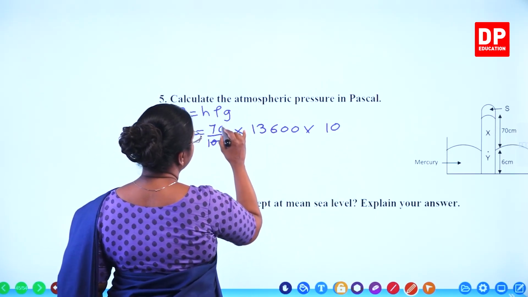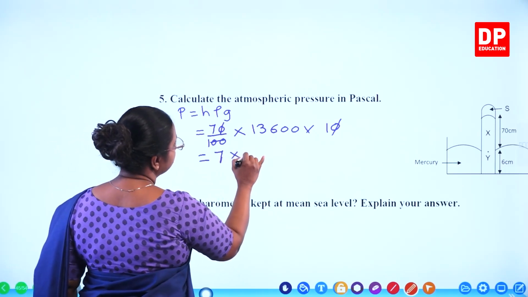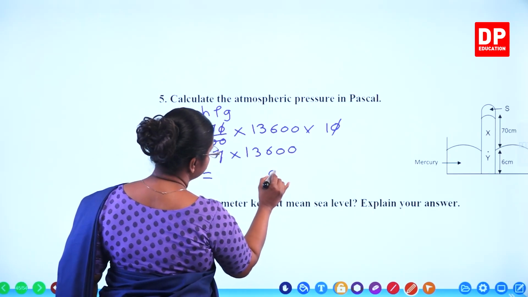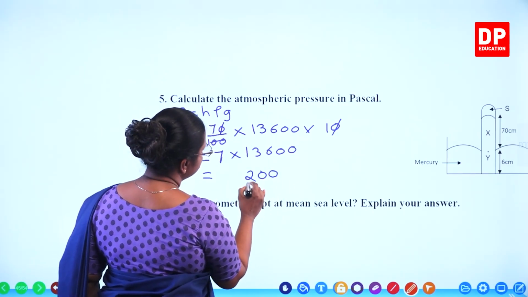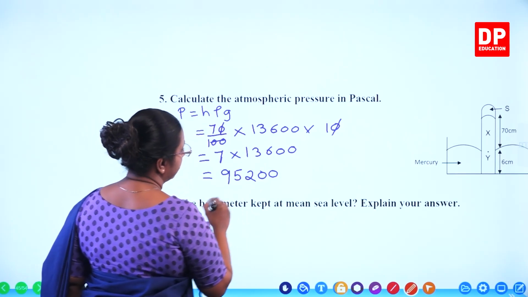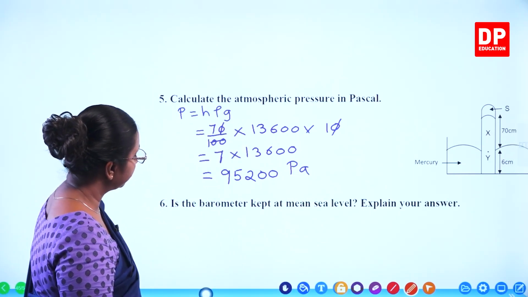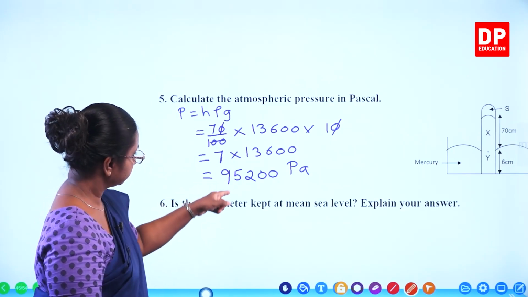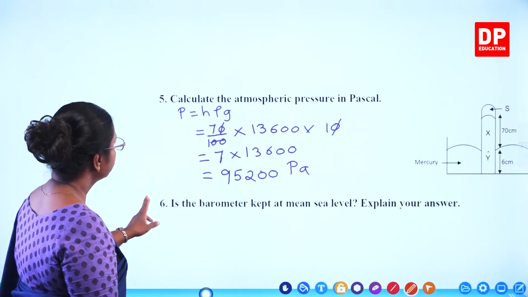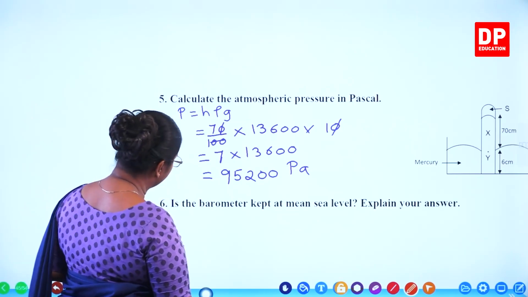If we do the calculation there, it is equal to 7 into 13,600. That will be equal to 0.0259. That in Pascal, 95,200 Pascal. That is the pressure exerted by the mercury column. So, that is the pressure that is shown by the mercury barometer. We will look at the next one.